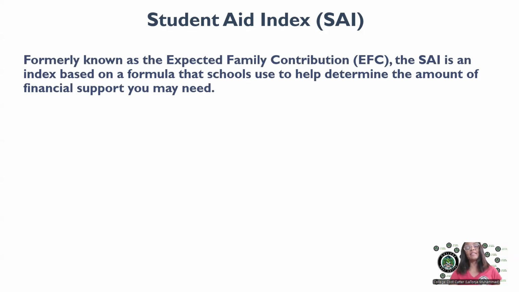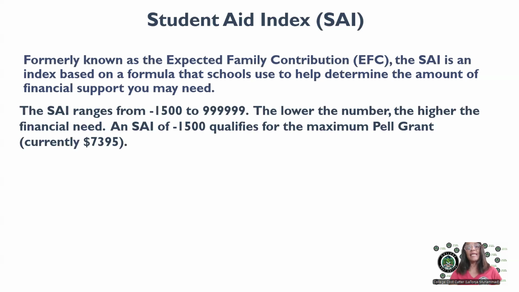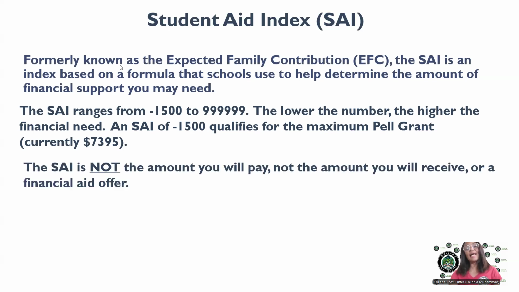The SAI is an index based on a formula that schools use to help determine the amount of financial support that the student may need. The SAI ranges from minus 1,500 to 999,999. The lower the number, the higher the demonstrated financial need. So if a student has an SAI of minus 1,500, they will qualify for the maximum Pell Grant, which is currently $7,395 per year.